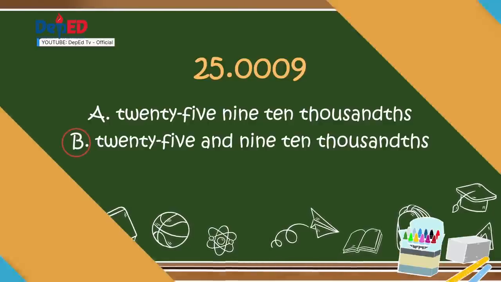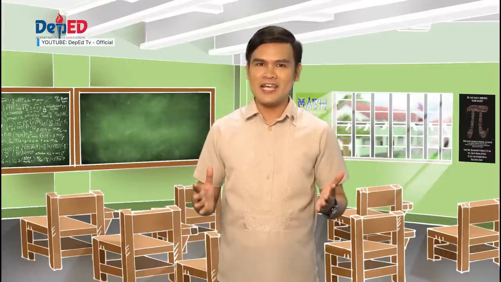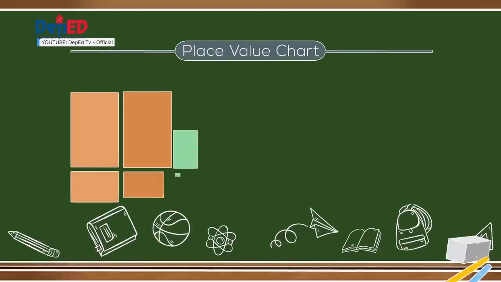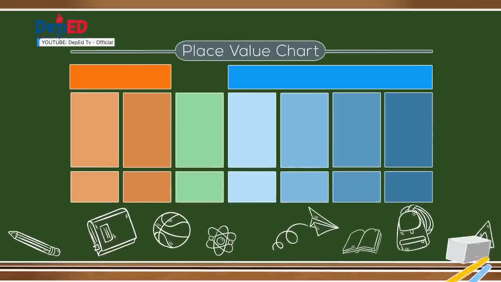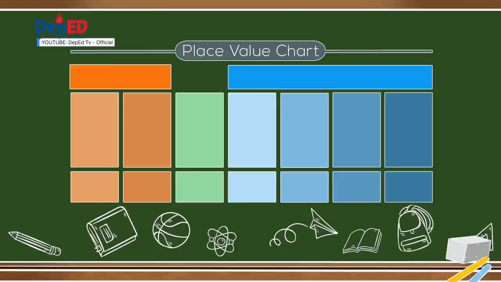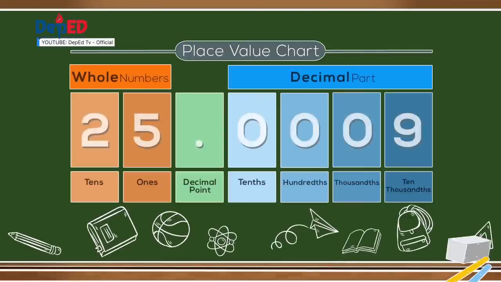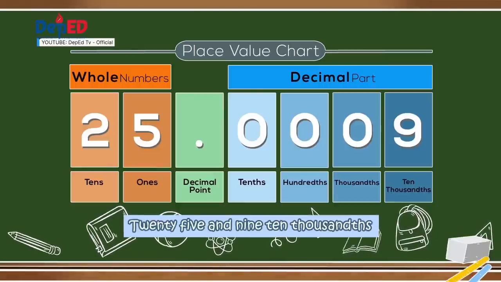Congratulations! In order to read and write that decimal number correctly, let us go back to the place value chart to represent the decimal number properly. A decimal point separates the whole number and the decimal part of a decimal number. It is read as "and." Thus, the decimal number 25.0009 is read as 25 and 9 ten thousandths.